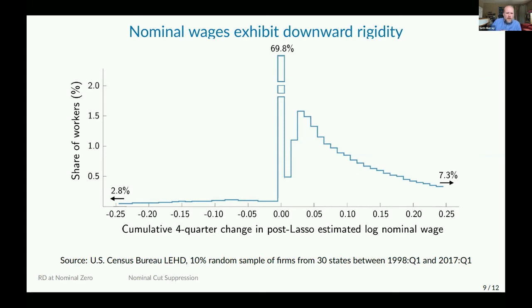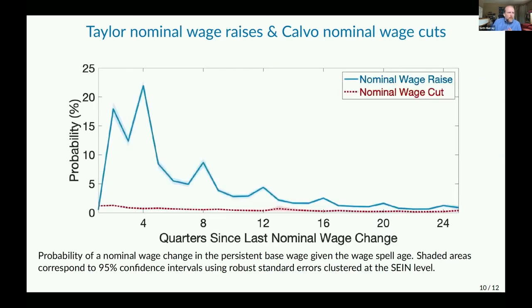So next, I want to look at the probability that a worker actually receives a nominal wage change given the time elapsed since the worker last received a wage change. And the reason why is because this is actually going to be very informative for evaluating some of the different models that have been proposed in the literature. What I'm showing you here on the x-axis is the number of quarters since the worker last received a nominal wage change. What I'm showing you on the y-axis is the probability that the worker actually receives a wage change in a given period.